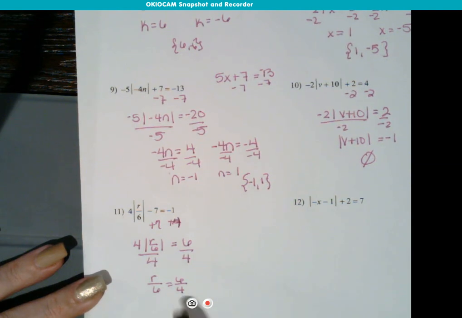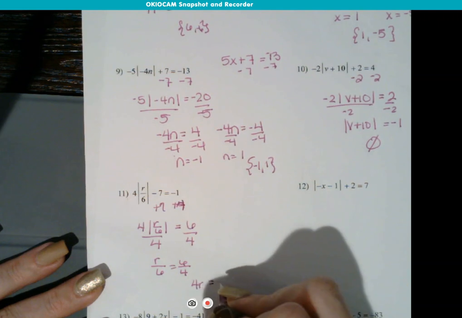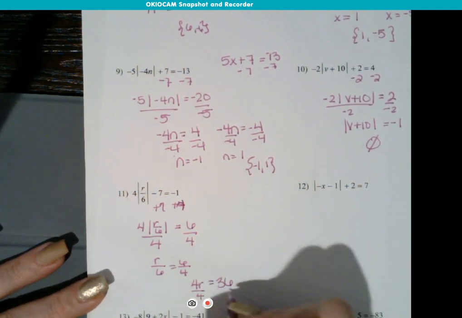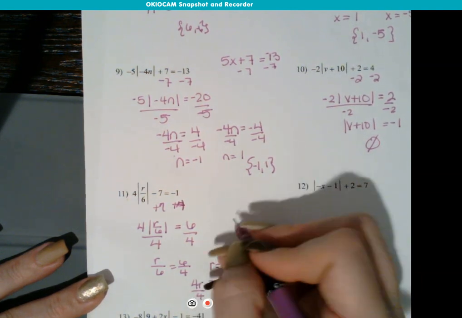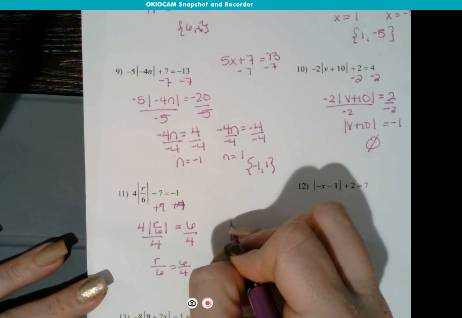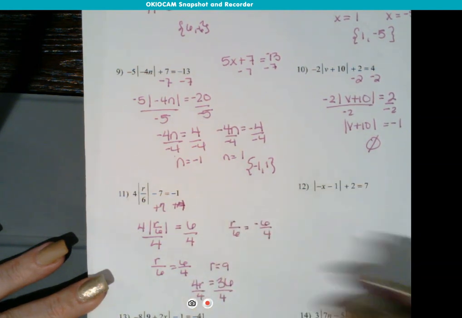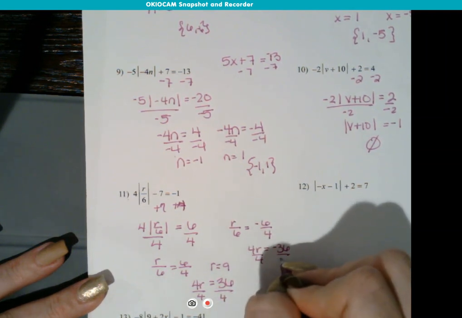Well, this is a proportion. So r times 4 is 4r equals 36. Cross multiply. We cross multiply proportions. Divide by 4, and so r is going to equal 9. I've got to do the same thing, and I've got to do r over 6 equals negative 6 over 4. So this is going to be 4r equals negative 36. And then divide by 4.